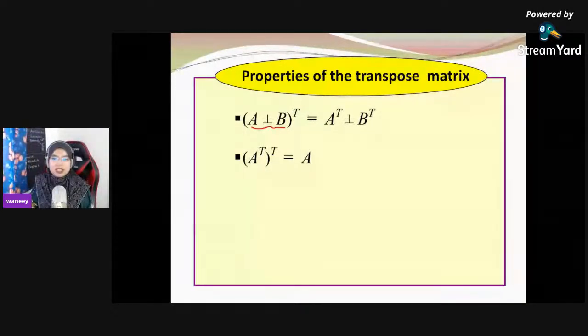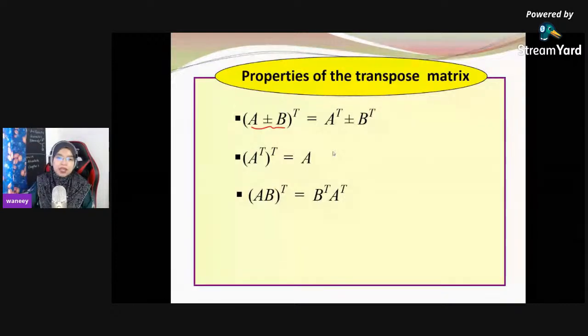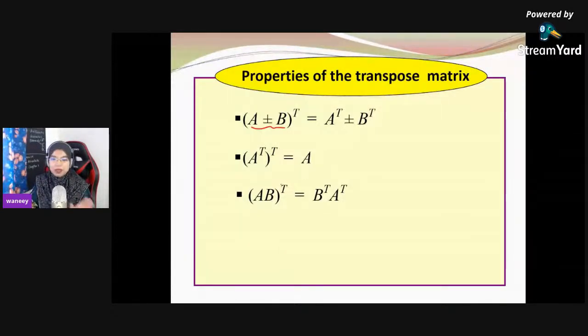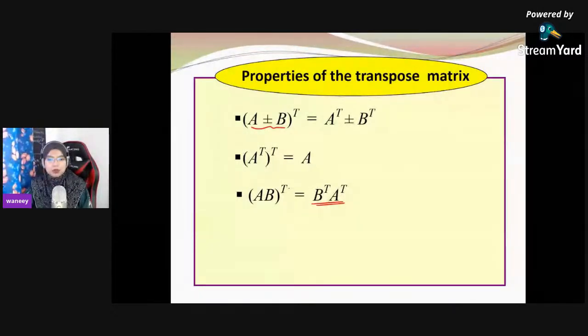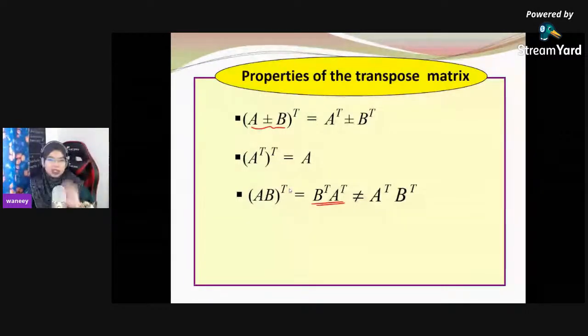The second property is saying that if we have A transpose and then you take the transpose of that, that is actually equal to A. So you can revert them back to the first matrix. So if you have AB and then you transpose, this one be extra careful. AB transpose is actually equal to B transpose A transpose. So we got to change the place a little bit. So instead of A transpose B transpose, it will become B transpose A transpose. And of course, this is not equal to A transpose B transpose. So dia tak boleh macam suka-suka konon-konon macam apply power ke, tak boleh lah.